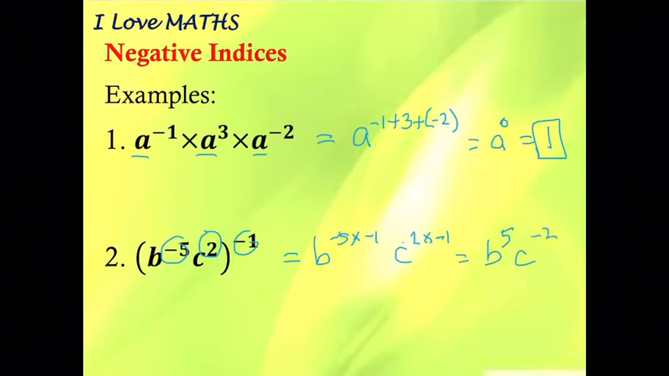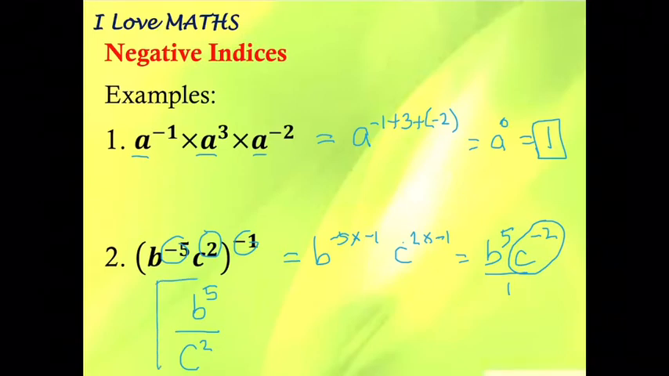But we still have a negative index. So this is actually over 1. So b raised to 5 is not a problem. It has a positive index, so copy on the numerator. And then all over, c raised to negative 2 is part of the numerator. Bring it down to the denominator and make its index positive. So the answer is b raised to 5 all over c squared.